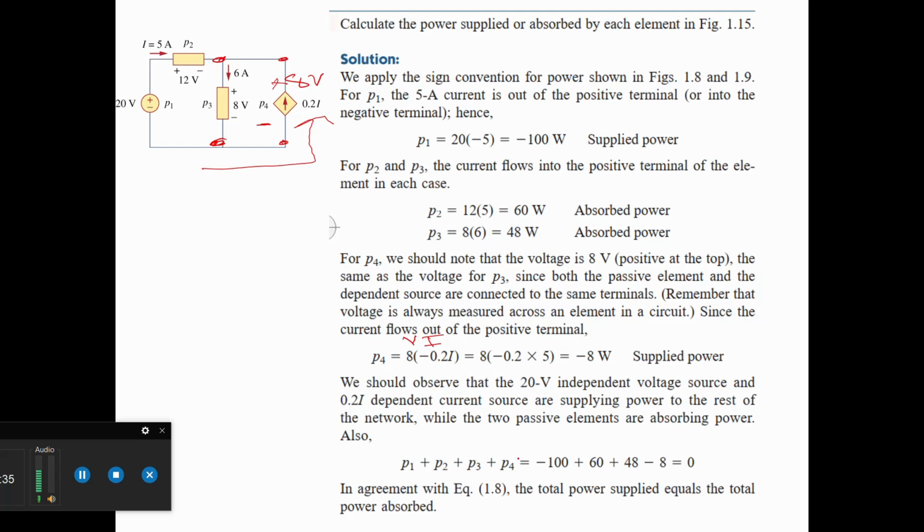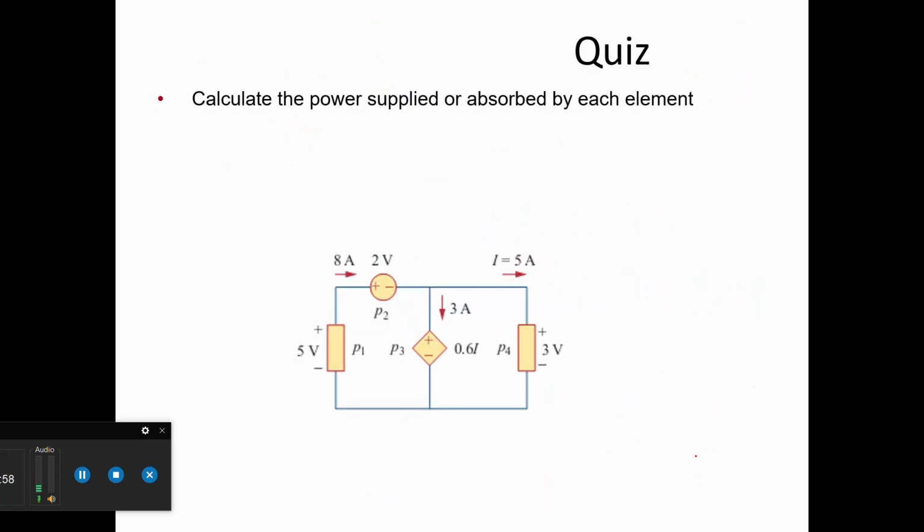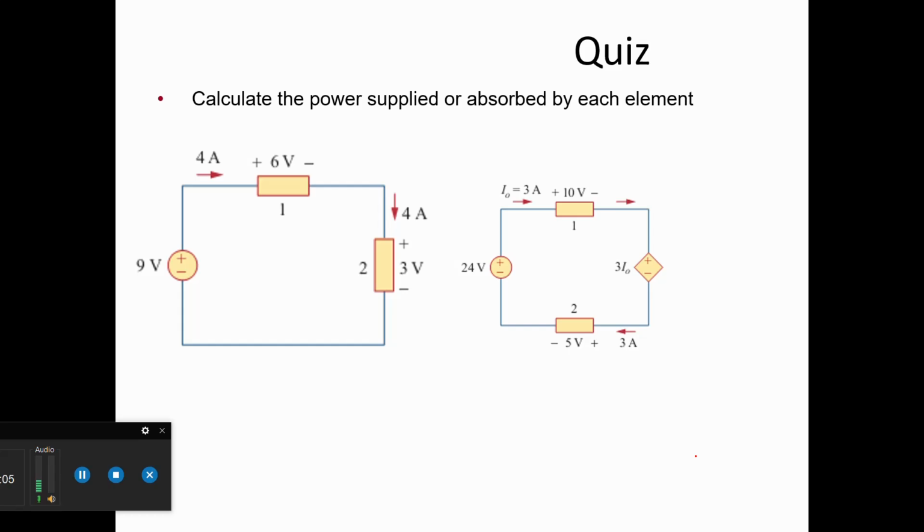Now we'll add the positive and negative supplies. So minus 100 plus 60 plus 48 and minus 8 equals 0, which proves the law of conservation of energy. In some books this is referred to as Tellegen's theorem. The overall sum should be 0. So you can try some other circuits for your own practice. These are from book exercises as well, and some from practice problems.